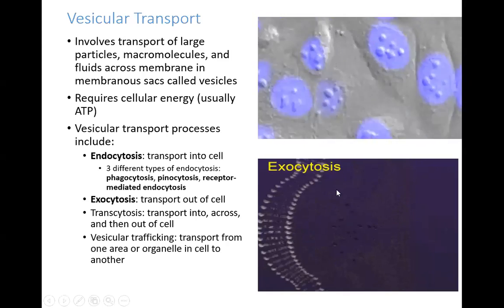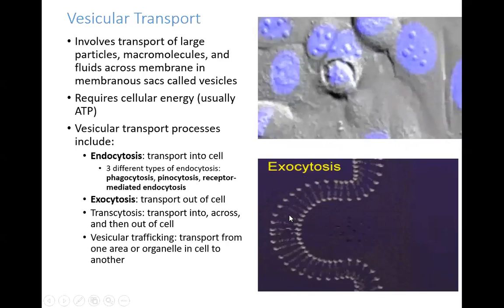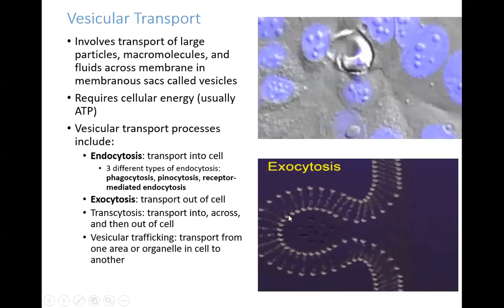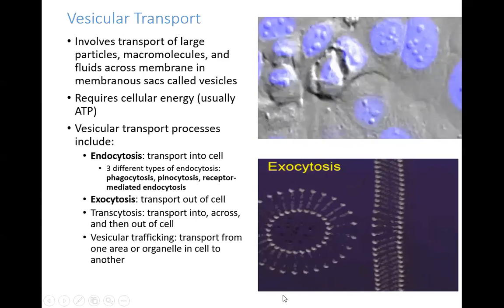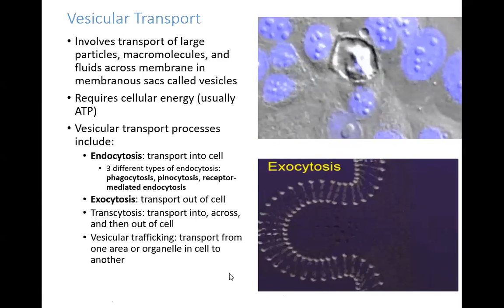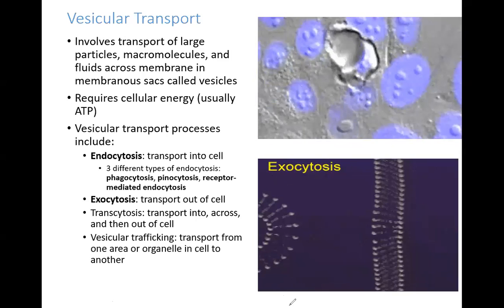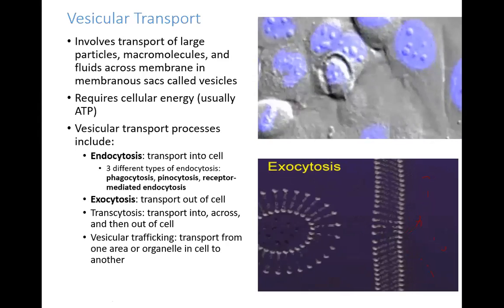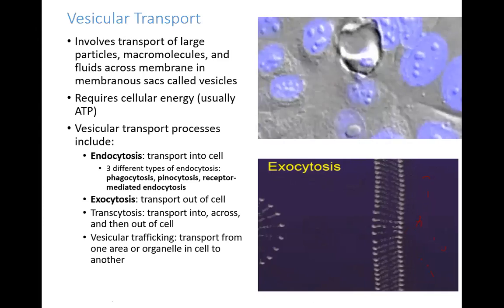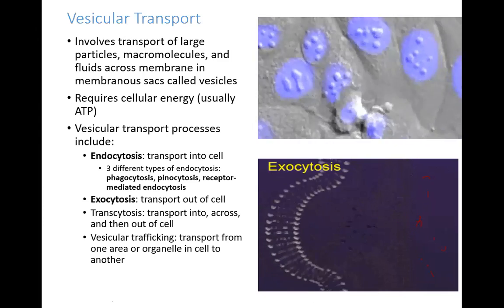So here at the bottom for exocytosis, here comes a vesicle. The vesicle is made up of the same material as the cell membrane. It fuses with the cell membrane, and the substances that were inside the vesicle get released to the outside. So we never punch a hole in the membrane. You notice that when it fuses, the inside of the cell is never exposed, but the contents of that vesicle are released to the outside.